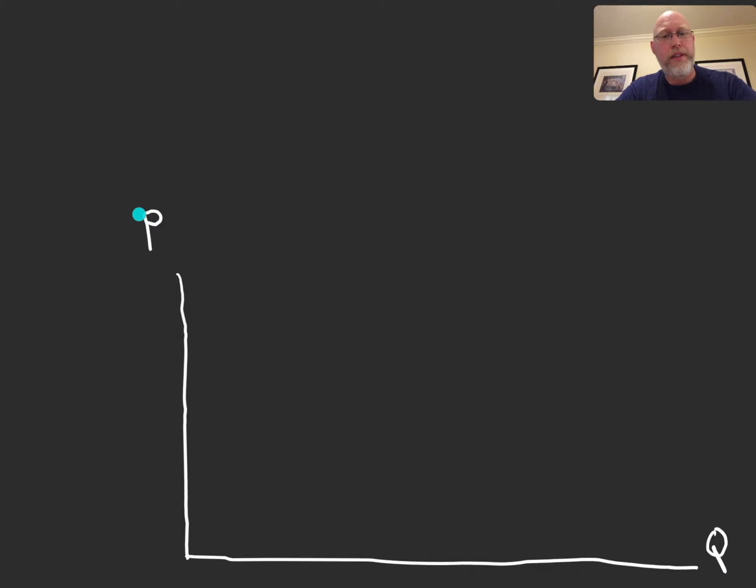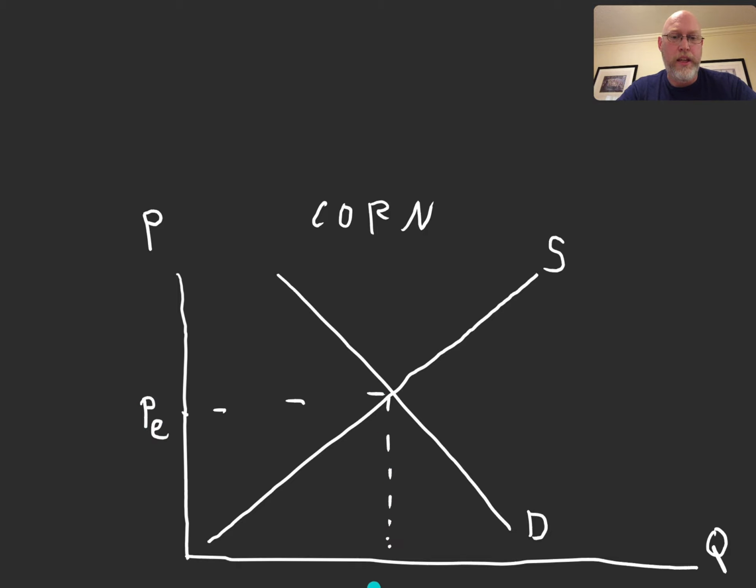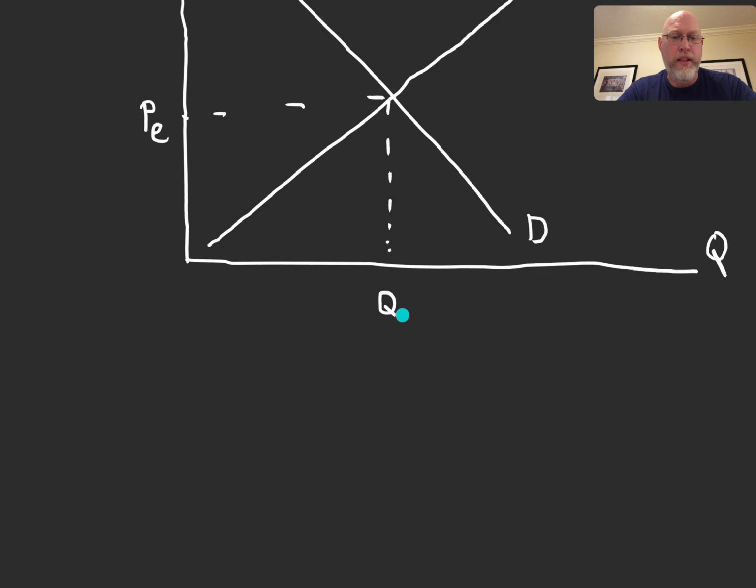Quantity, price, corn. Got to label the market, that's important. Downward sloping demand curve, upward sloping supply curve, equilibrium price, equilibrium quantity, where this is our starting price, P1.